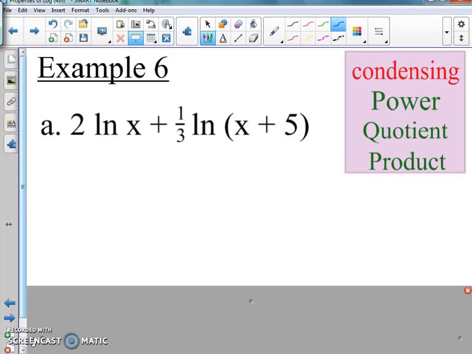Now we know that we're moving backwards, so that means that any exponents that we had, when it came to expanding it, we took those exponents and we moved them into the very front of the log. So what we're going to do here is take those numbers that are in front of the logs and put them back up as exponents. That's the power rule. So with our power rule, I'm going to write that right here, power rule.